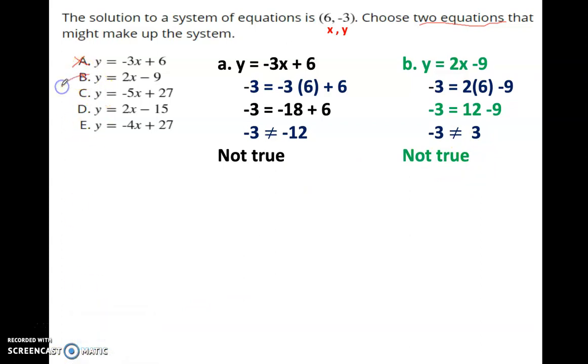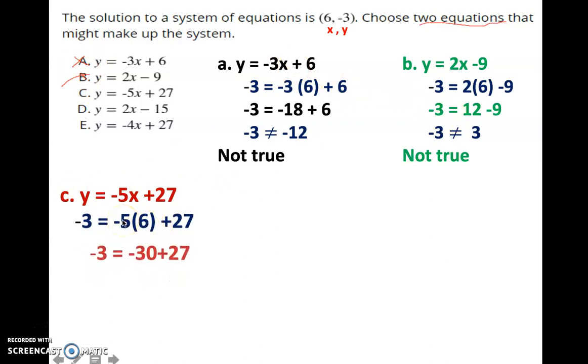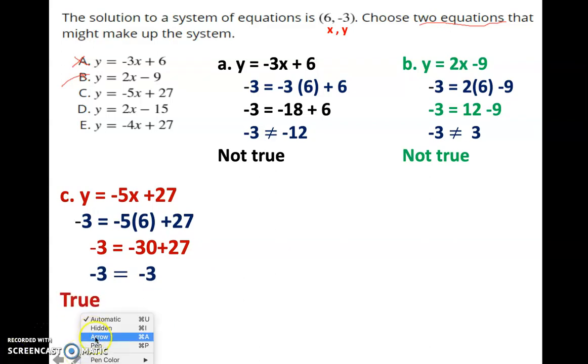C, when I take the equation and I plug in my x and y, I'm going to get 6 times negative 5. Then I'm going to simplify and get negative 30. But when I add these together, remember, different signs, I'm going to subtract, and I'm going to take the sign of the larger number. So 30 minus 27 is 3, and the larger number is negative, and C comes out true.